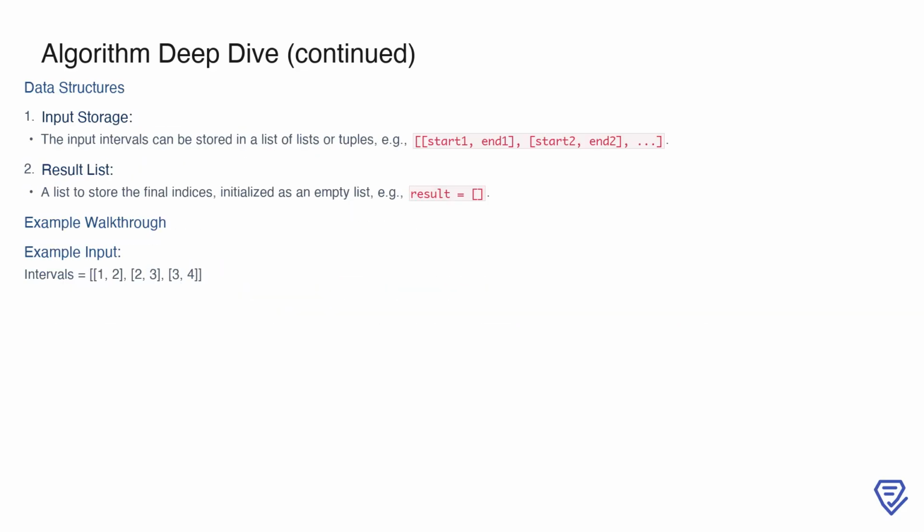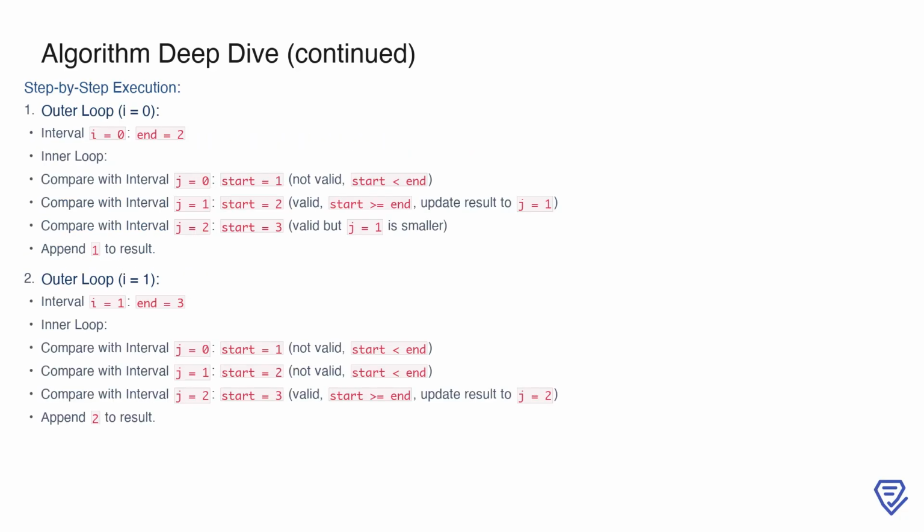To implement the solution, we store the input intervals in a list or similar data structure, such as a list of lists or tuples. We also initialize an empty result list to collect the indices for each interval. For instance, consider the example input where the intervals are [1, 2], [2, 3], [3, 4]. This example will help us understand how the nested loop processes each interval and determines the corresponding indices for the result list. Let's walk through the example step by step. Starting with the outer loop for i equals 0, the interval is [1, 2], with an end value of 2.